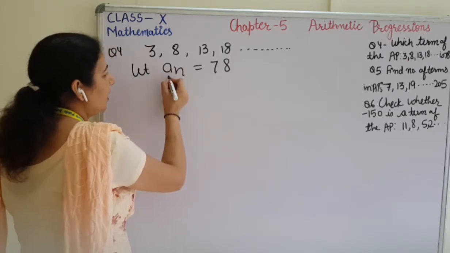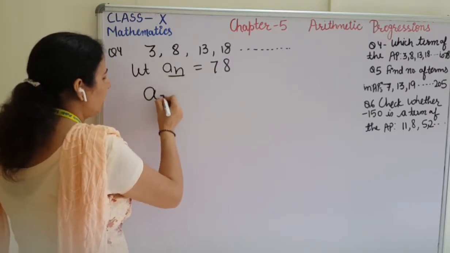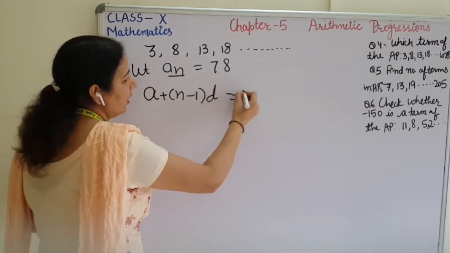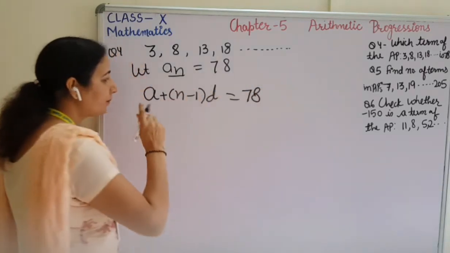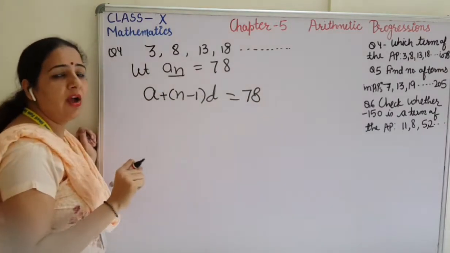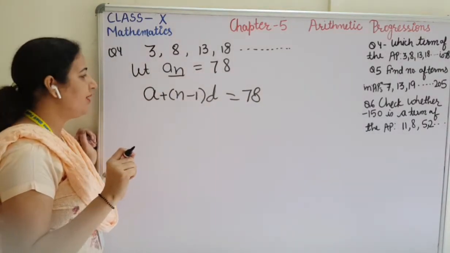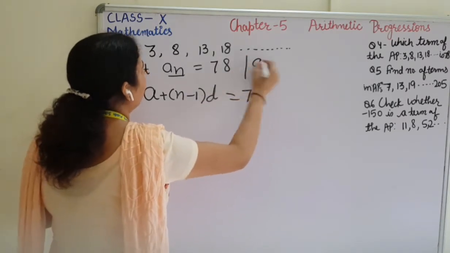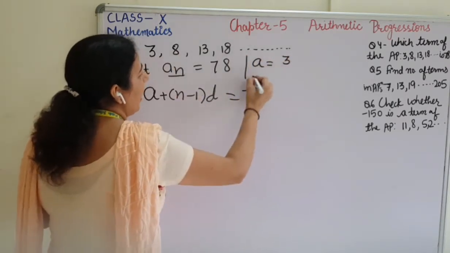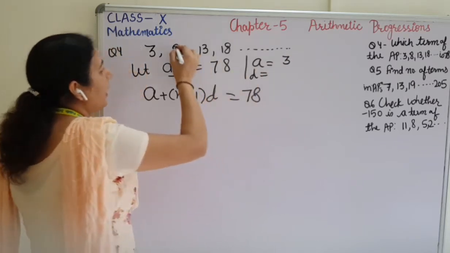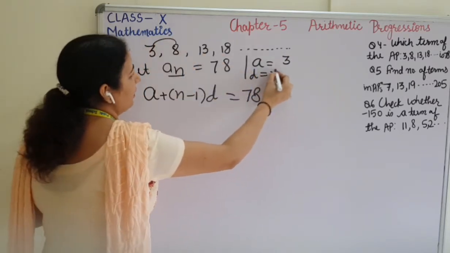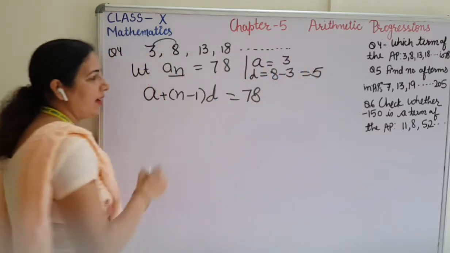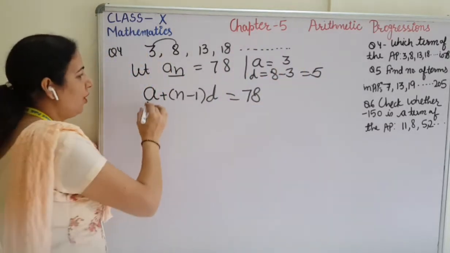Now what is the meaning of an? The formula is a plus n minus 1 into d is equals to 78. Before writing the formula, you should always write the values of a and d. So here the value of a is the first term, that is 3, and d is equals to, don't directly calculate the answer, always subtract like this: 8 minus 3 is equals to 5. So the value of d is equals to 5.